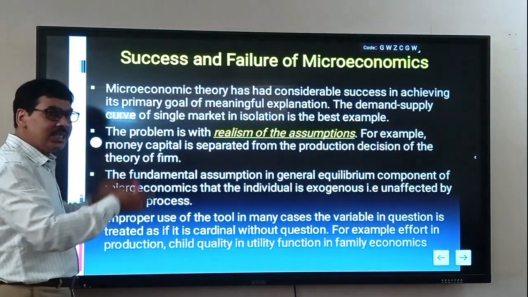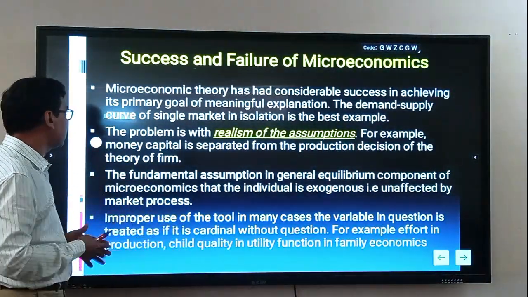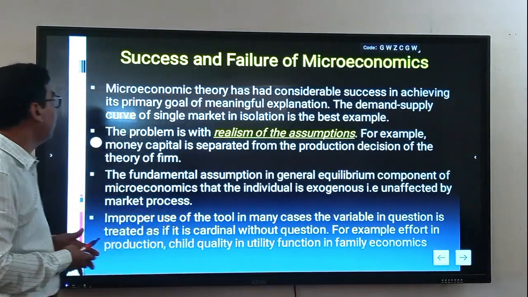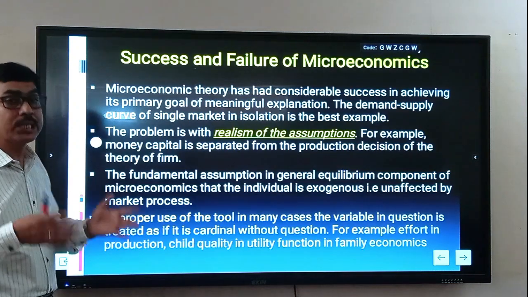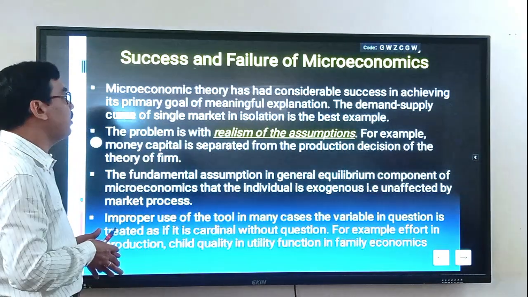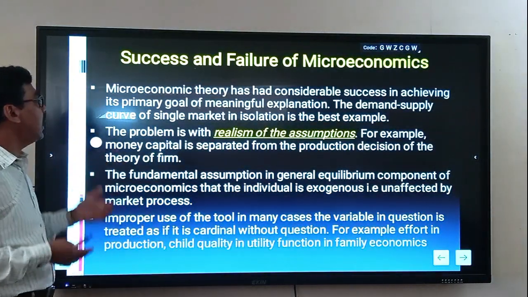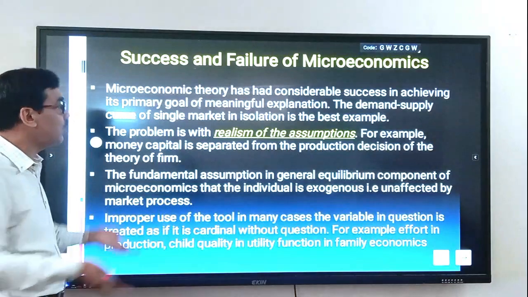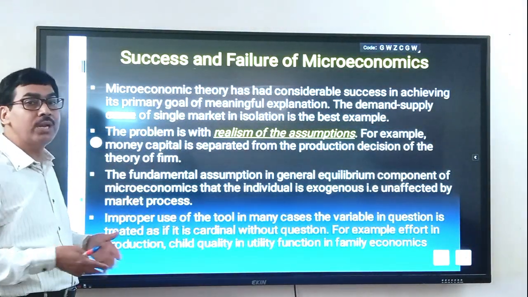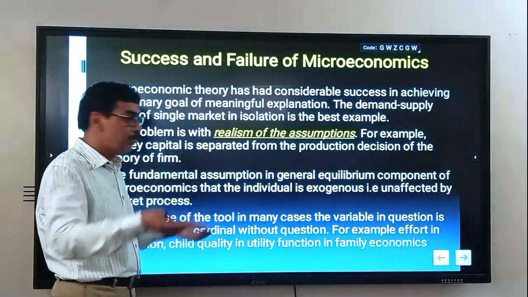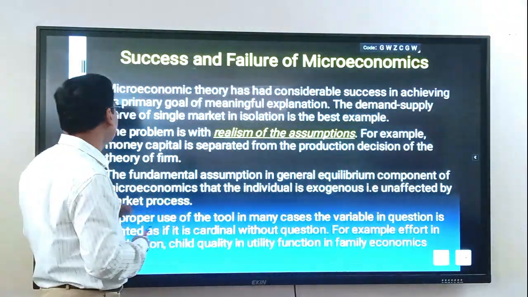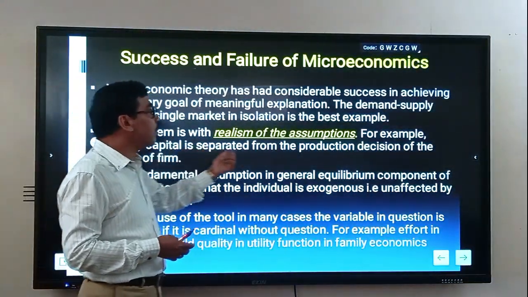Then what are the successes and failures of microeconomics as a subject? Microeconomic theory has had considerable success in achieving its primary goal of meaningful explanation. As I told you, it deals with the explanation of the behavior of economic agents. The demand and supply curve in a single market in isolation is the best example. Today, we explain how the price of a particular commodity is rising or falling: it is because of the demand and supply phenomenon. This is the contribution of microeconomics, which is a success. But the problem is with the realism of the assumptions.